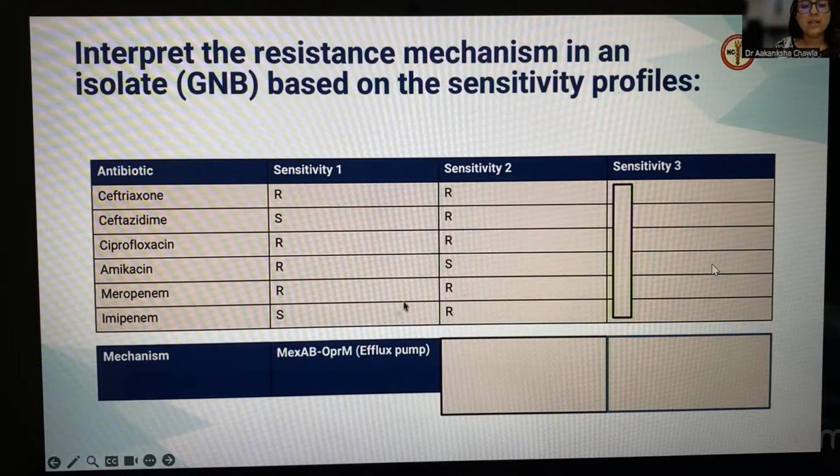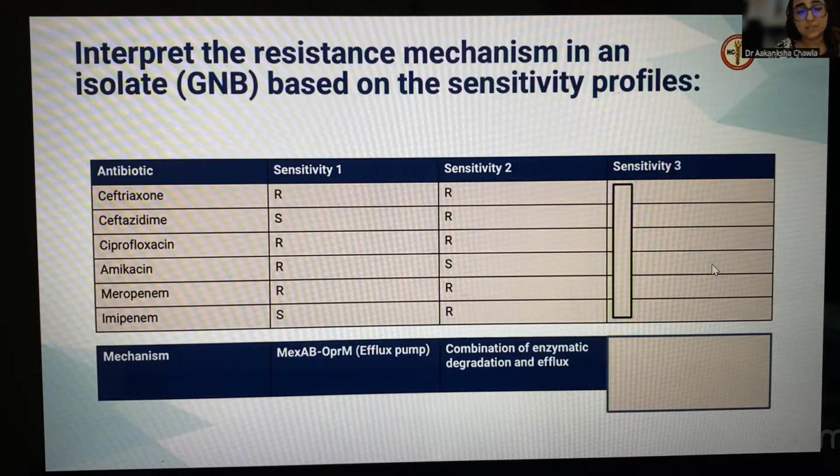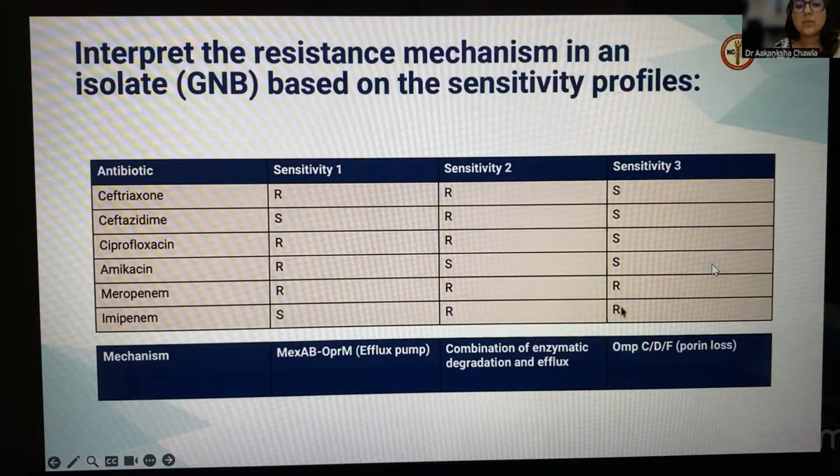Let's look at another report. Now you see that this particular bug is resistant to all the drugs and is only sensitive to amikacin, which tells you that the possibility of the resistance mechanism is probably a combination, not just efflux but also enzymatic degradation is what is happening here. Then when we look at the third report, you see it is sensitive to most of the drugs except for meropenem and imipenem. So just by looking at the report, you can sometimes understand or interpret the resistance mechanism. Particularly here, when it is resistant to imipenem, it tells you that there is probably loss of the porin channel.